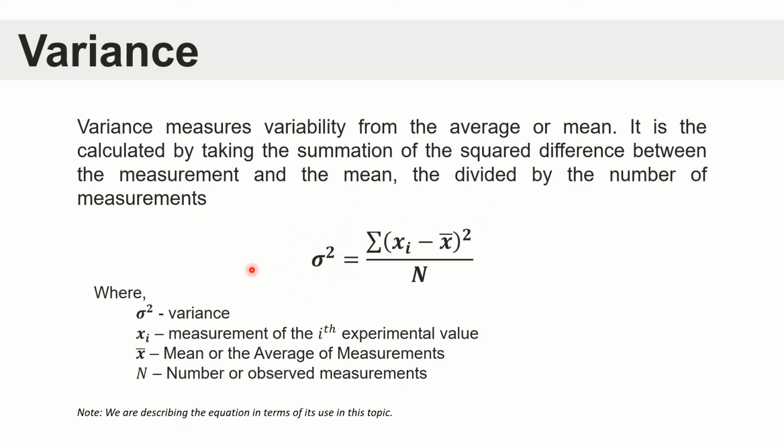Omega squared is the variance, then the summation, and x sub i is the measurement of the ith experimental value, for example x sub 1, x sub 2, x sub 3. Then x bar is the mean, and n is the number of observed measurements. So the variance is equal to the summation of the squared difference between x sub i minus the mean, all divided by the number of observed measurements.